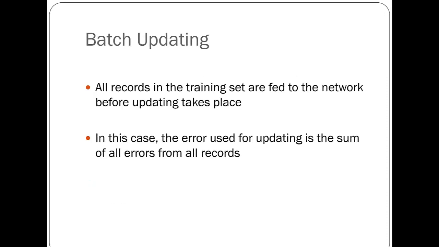The other type of updating is batch updating, where all the records in the training set are fed through the network before any updating takes place. That's the scenario we described before the case updating. The math here gets a little more involved because the error that is used is a combination of all of the errors from all of the records.